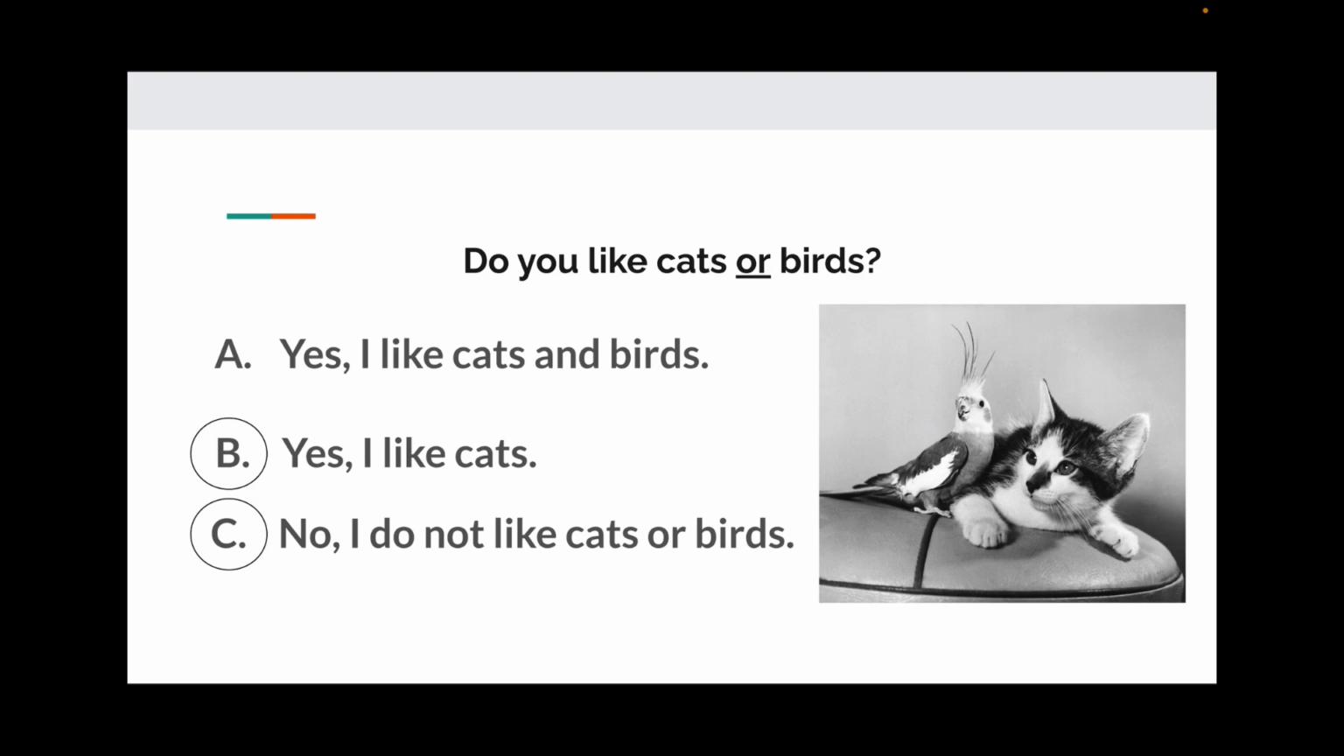Honestly, when you are speaking with English speakers, you might have someone who answers this question with, yes, I like cats and birds. Even though it's technically not correct to do that, the person or the people who are around them will understand what they say. I don't want you to feel overwhelmed or stressed out with and or questions.